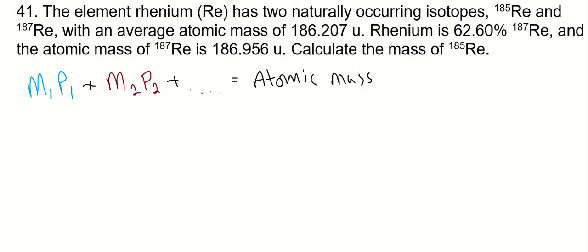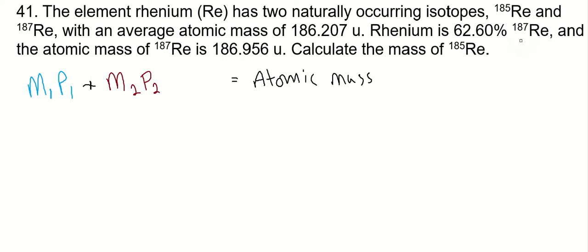Now, typical of a problem where we give you the atomic mass and ask you to solve for one of these, it's almost always going to be two isotopes because the math otherwise gets pretty hairy. All right, so that's what we have here. We only have two isotopes, so we'll get rid of this stuff. Let's just plug and play here and do a little algebra and get our answer.